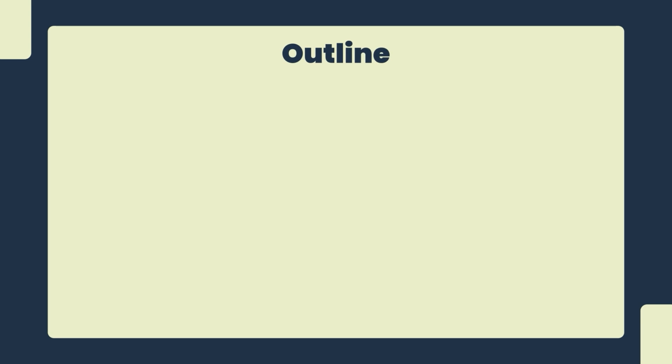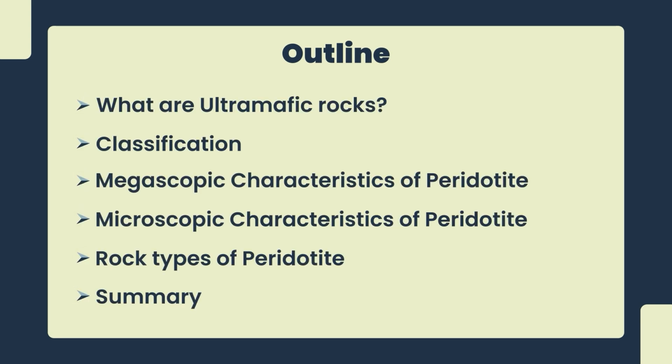Let us first discuss the outline of what we are going to talk about in this topic. What are the ultramafic rocks? How are these rocks classified, their classification, and the megascopic characteristics of peridotite, which is the more common variety of ultramafic rock. Microscopic characteristics of peridotite, the rock types of peridotite, and at the end we will summarize what we have learned. Let us have an introduction.